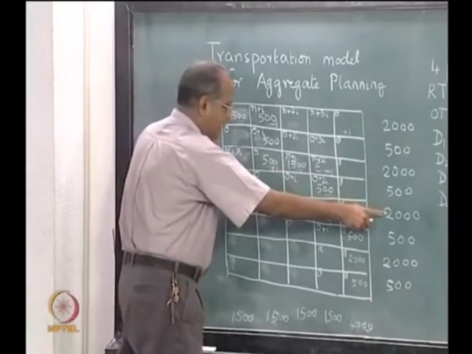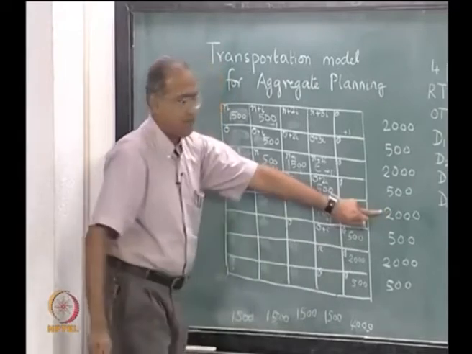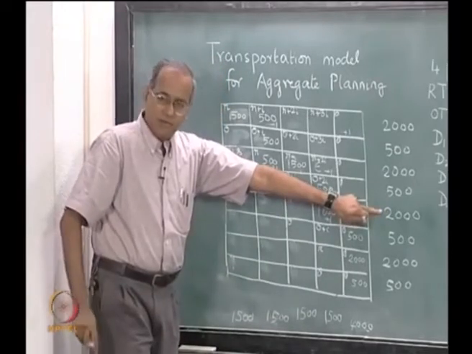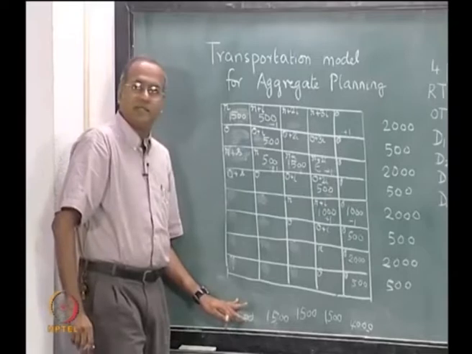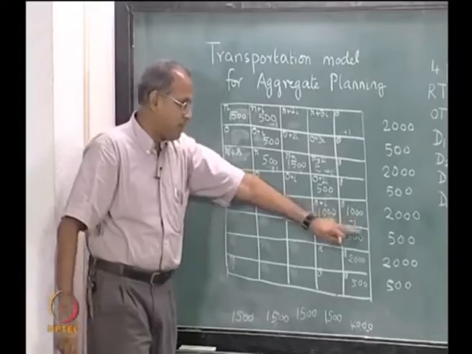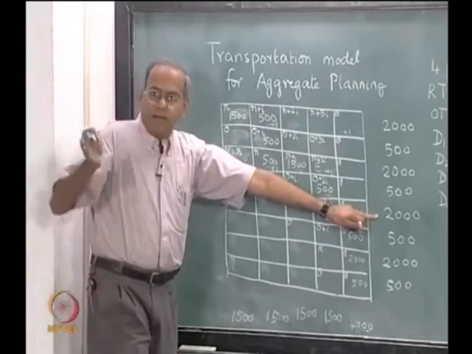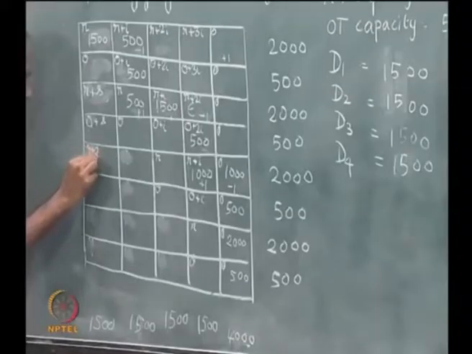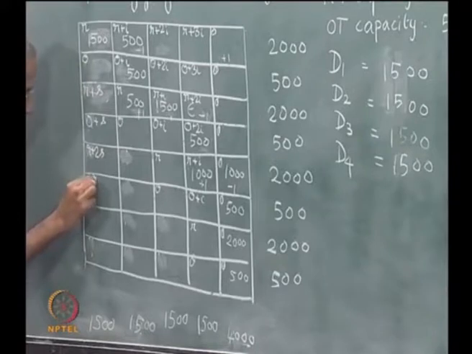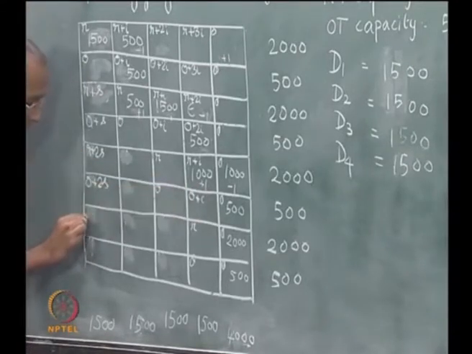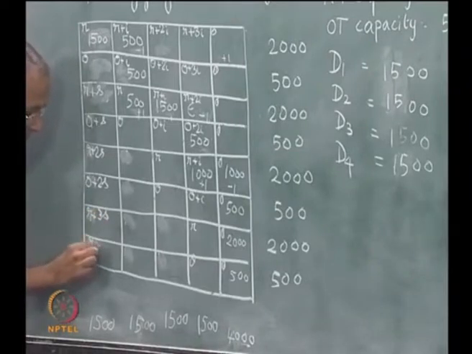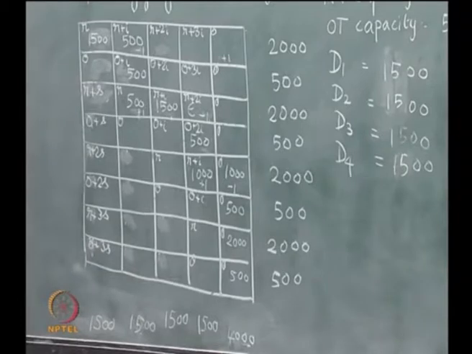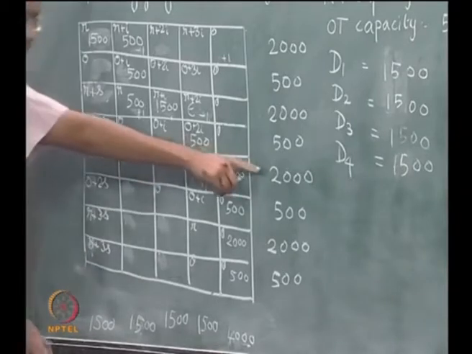Now, the third period's regular time capacity I am using to meet the first period's demand, which means I am going to produce here and back order for 2 periods. So, this will be R plus 2S and O plus 2S, and this will be R plus 3S and O plus 3S.